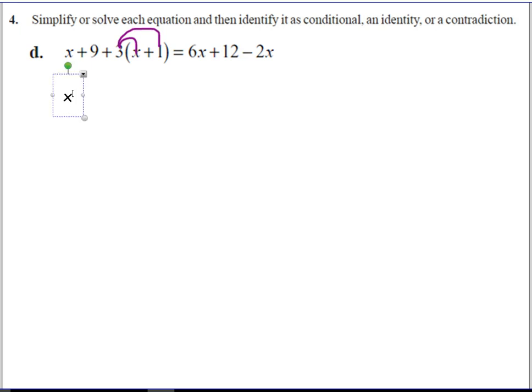So the x plus 9, we didn't do anything with. And then 3 times x is 3x, so we have plus 3x. And then 3 times 1 is 3. So the left-hand side, now we have x plus 9 plus 3x plus 3. And on the right side, I'm just going to copy it down. We could start combining like terms, but I like to just go ahead and take care of one idea, which in this case is distributing, before I worry about anything else.